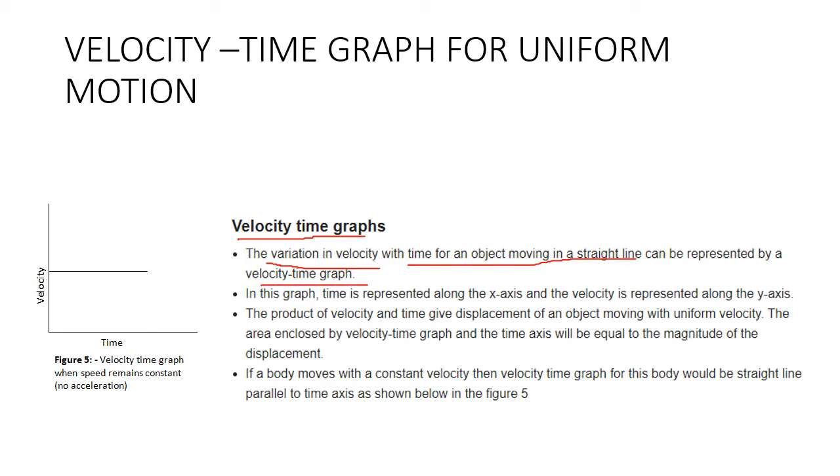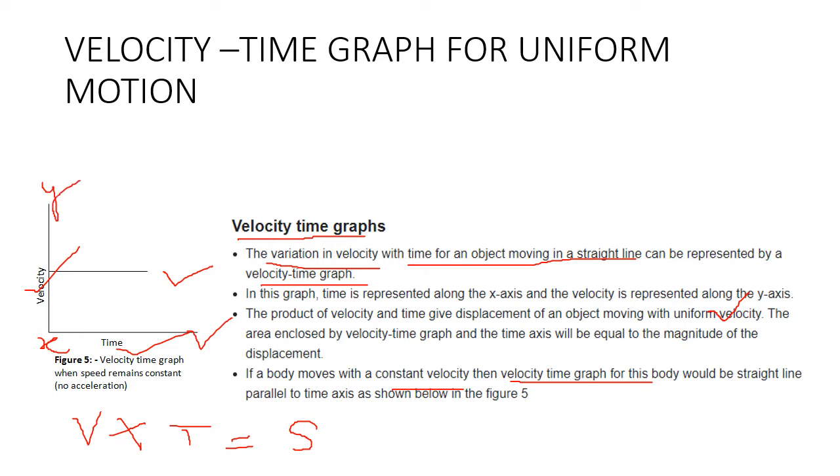In this one also, the velocity is taken on the y-axis and time is taken on the x-axis, and the product of the velocity and time gives us the displacement. This is the formula for uniform velocity. If a body moves with a constant velocity, then the velocity time graph of the body would be a straight line parallel to the time axis, the x-axis. Constant velocity means no acceleration.